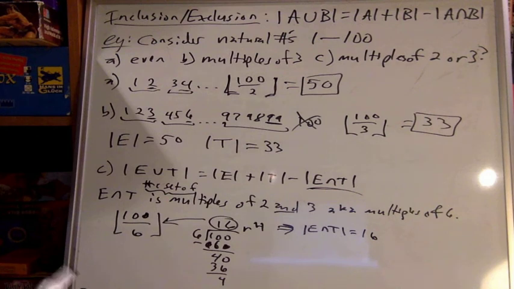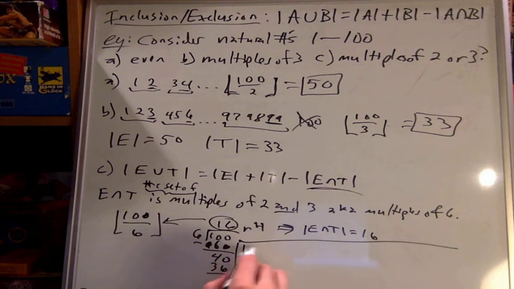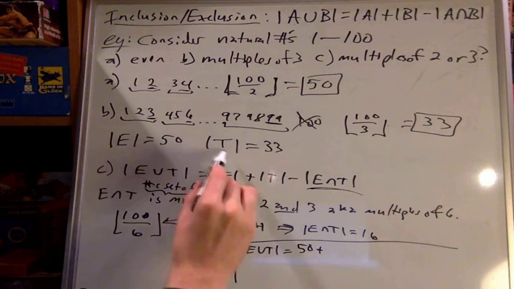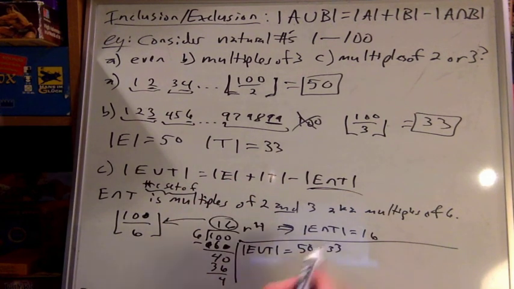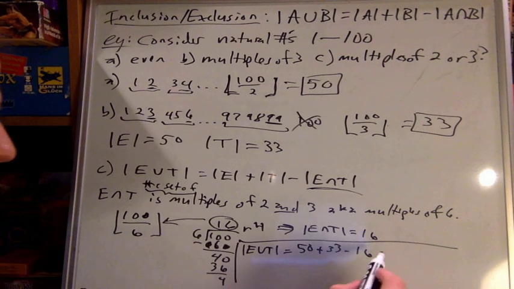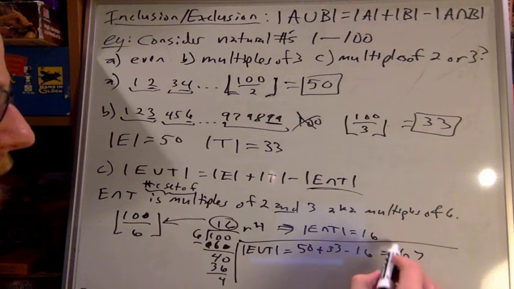So let's plug everything in. I want to find E union T. So the size of E union T is the size of E, which is 50, plus the size of T, that's 33, minus the size of E intersect T, so minus 16. And if I take 50 plus 33 minus 16, then that's going to be 67. And that's my final answer for part C.